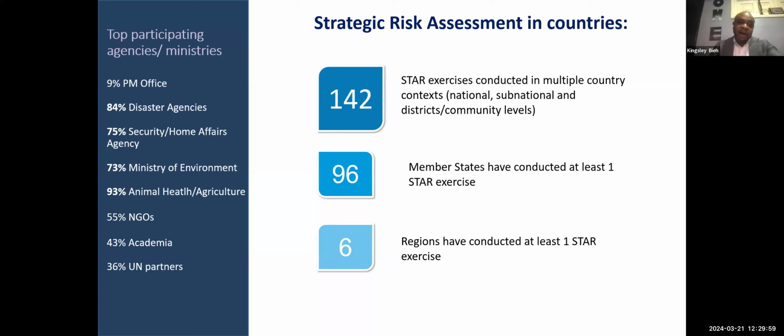As you can see on the left side of the screen, you see some of the participating agencies, because this strategic risk assessment is a multi-sectoral driven process. We have the Prime Minister's Office represented, which is high level and very important. We also have disaster management agencies, which is beyond health, participating, including NGOs, academia, and UN partners that are involved in drafting and conducting the strategic risk assessment. Next slide.